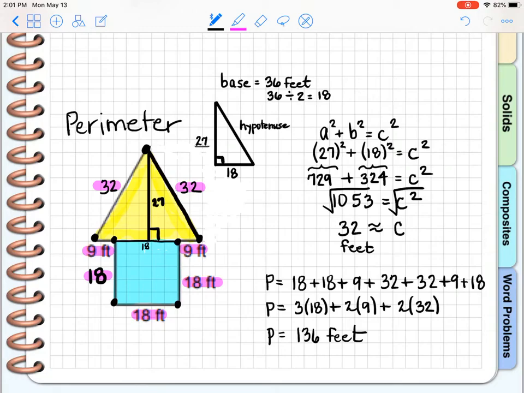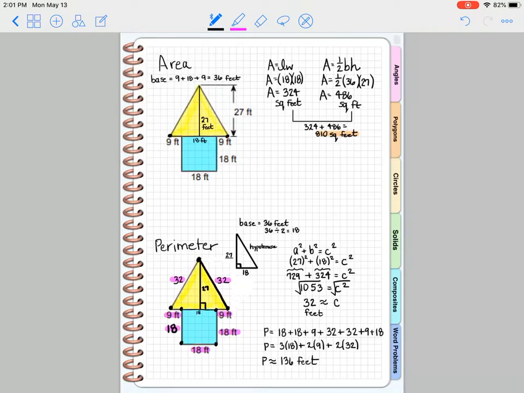One thing that I do need to go back and fix is this right here. The perimeter is not 136. It's approximately 136 because we had to round to get those 32s. So just to be very precise, it is about 132 feet. Not easy problems. These are some of the most difficult we've had to do.